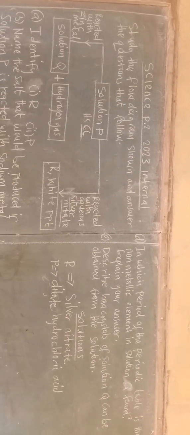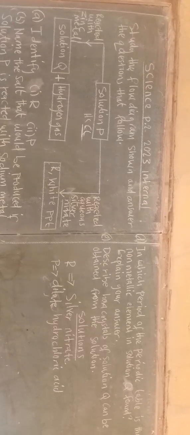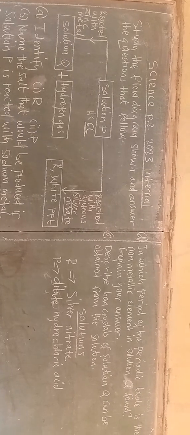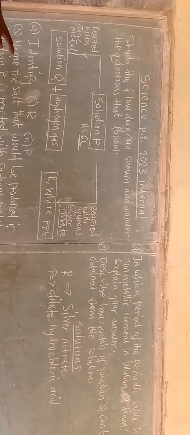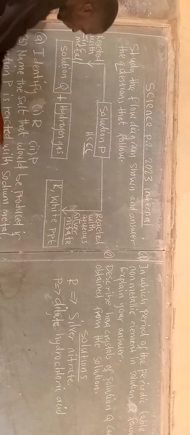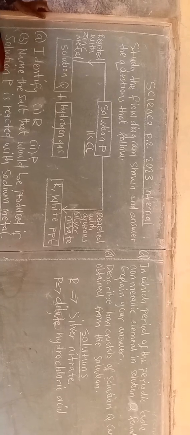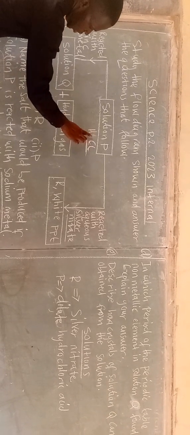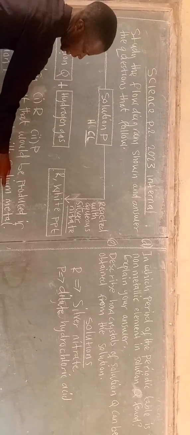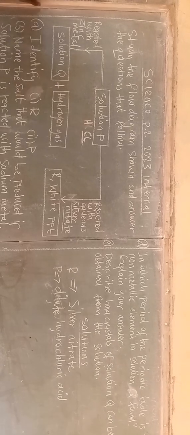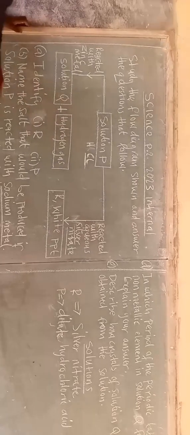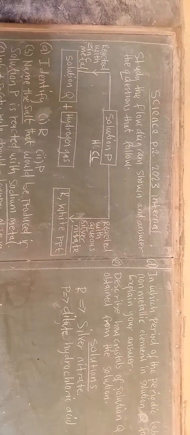So when dilute hydrochloric acid is reacted with the sodium metal, then it will give us sodium chloride, which is a salt. The question here is, name the salt that will be produced if solution B, which is the HCl, is reacted with sodium metal. It will give us sodium chloride. So that is the name of the salt that they are asking for here, which is the B.